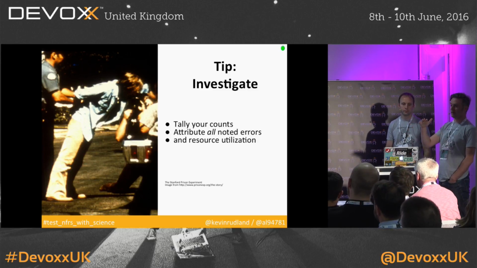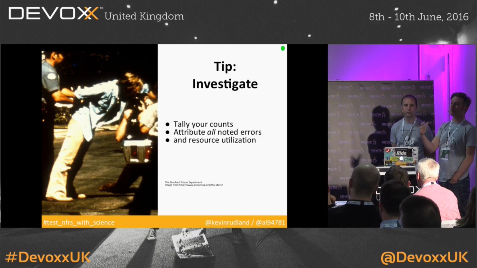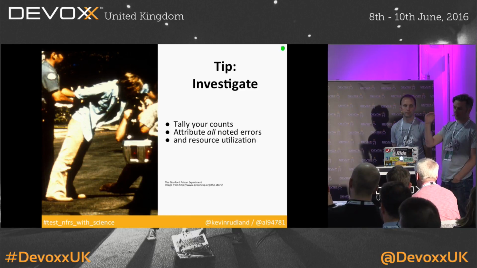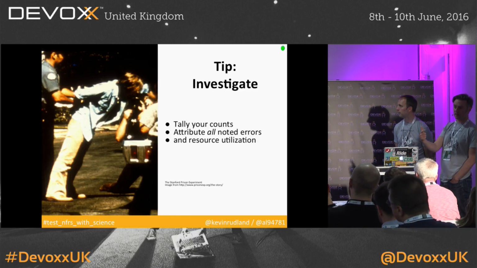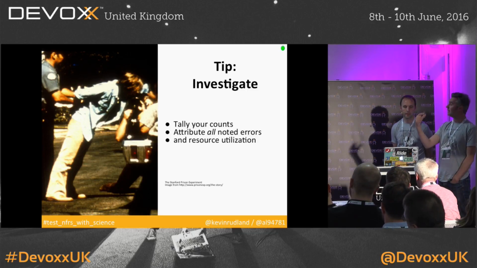You should also check your logs for errors. It's simple, you can grep, right? If you've got error or warning, you can grep for them, and you should attribute all of them. Because sometimes, if things are nearing a bottleneck, you'll start seeing failures and retries, which is fine, it's your system working, but it's nice to know that that's the point you're getting to, so you need to be aware of it.